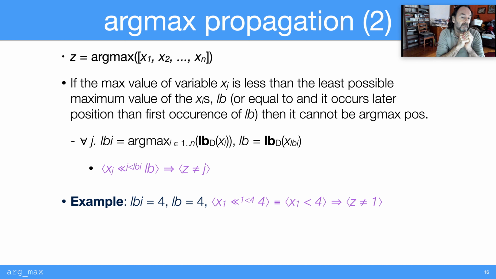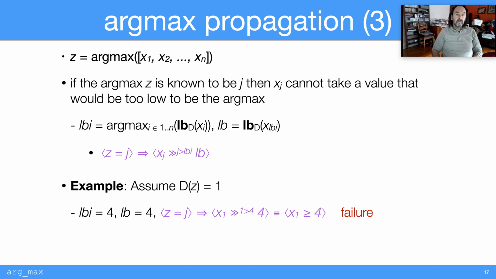So if you think about our example, the position where the argmax lower bound was maximum was, again, position 4, and its lower bound was 4. Because we can show that x1 is, with the funny less than, 1 less than 4, which is the same as saying x1 is less than 4, that implies that Z is not equal to 1. So we can get that missing implication.